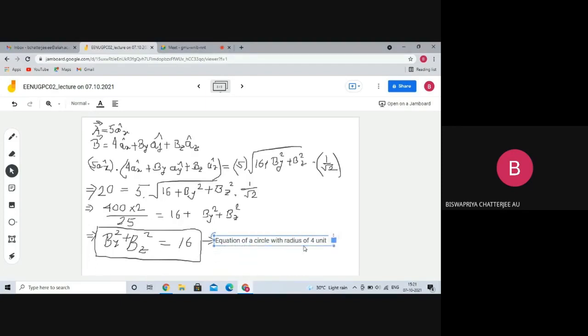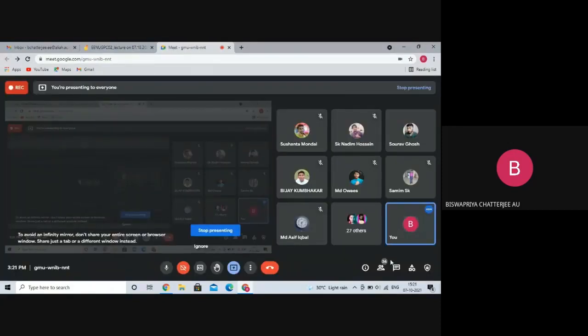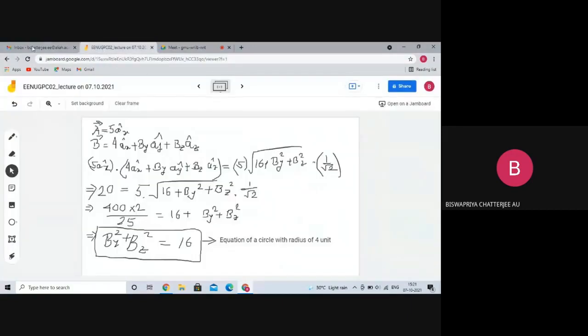So it is a small illustration of how the dot product will work. Okay. So anybody having any question? No, sir. So if there is no question, let me proceed to our next problem.